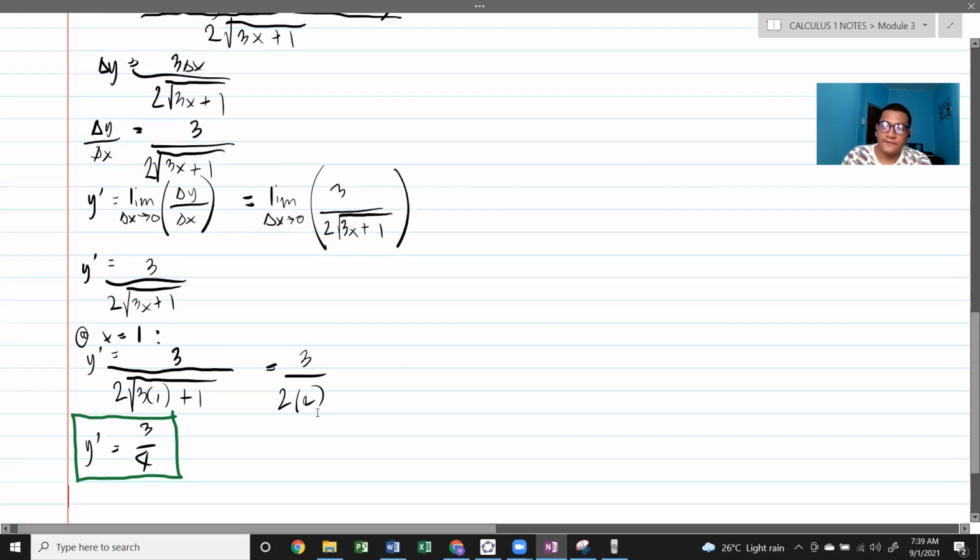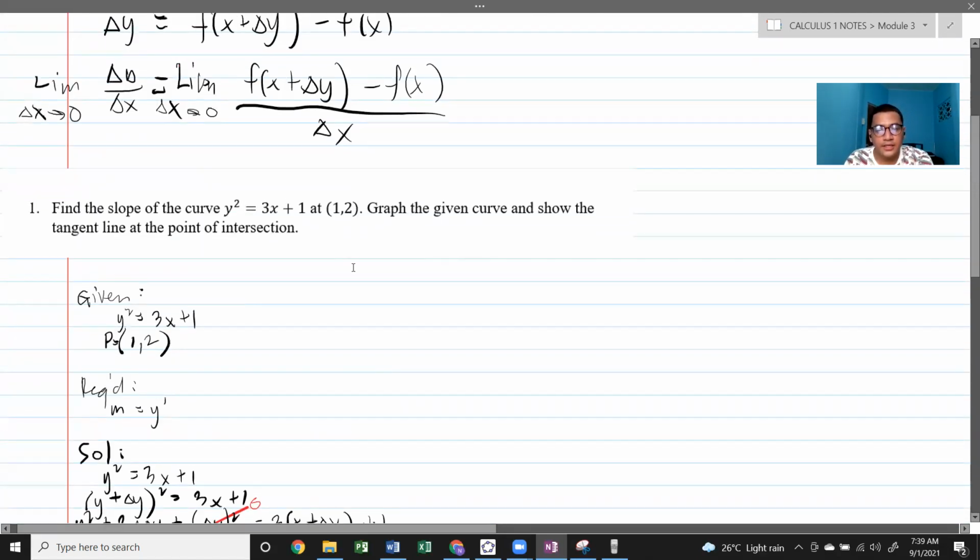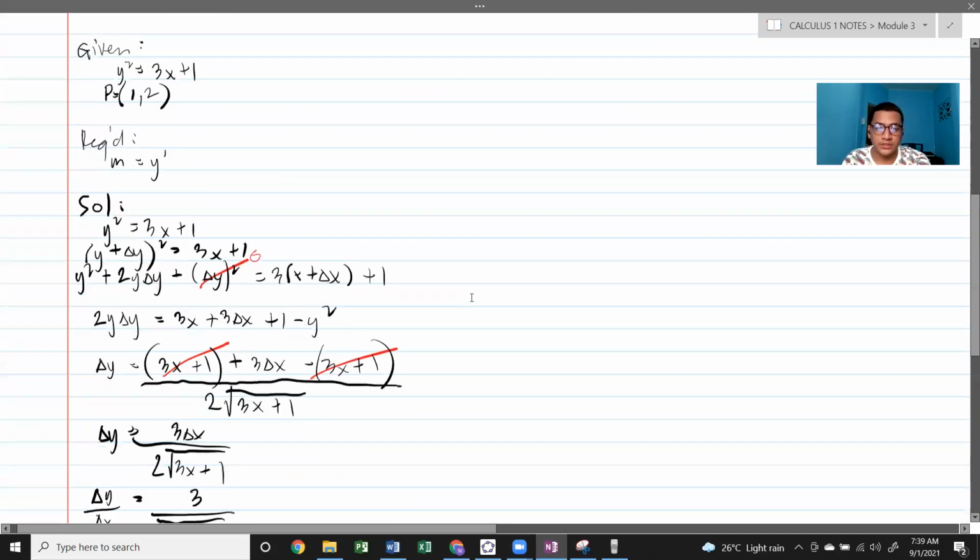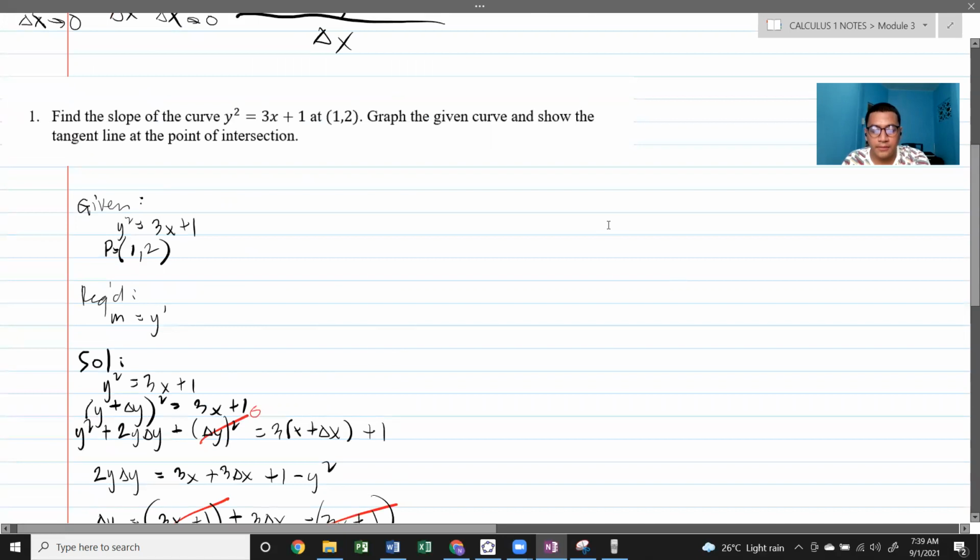Now we are asked to graph the function and also graph the tangent line and its point of intersection. So how do we do it, class? Remember in your analytic geometry how to graph the given functions? Balikan nyo na lang. But I will discuss, I will show how it's done. So our function is y squared equals 3x plus 1. So ano bang nakikita niyo dito? At first glance, anong graph niya? It is a parabola.